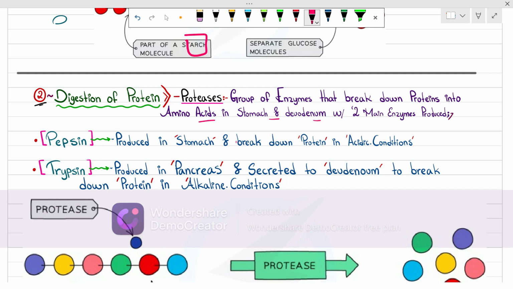Pepsin is produced in the stomach to break down protein in acidic conditions with a low pH. Trypsin is produced in the pancreas and secreted into the duodenum to break down protein in alkaline conditions with a high pH.